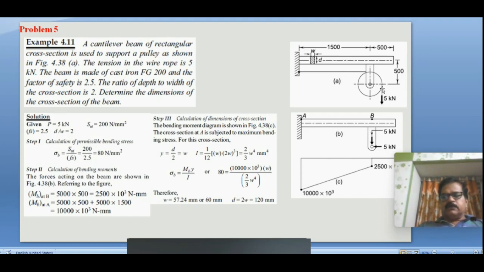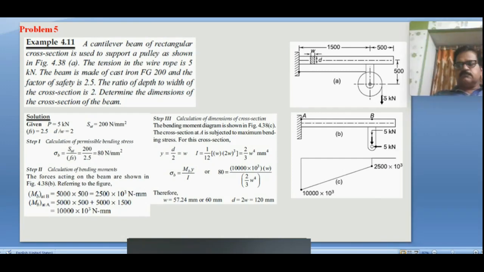So this will result in how many things? One is the bending. So the bending moment is, because we don't have the diameter of the pulley, therefore 1500 into 5 kilonewton, and then this 5 kilonewton, when it is shifted to the center, will be 5 downwards along with 5 into the radius.